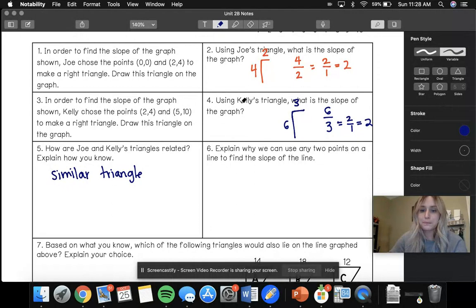Okay. Explain why you can use any 2 points on a line to find the slope of the line. Because if you simplify, it'll get you down to the smallest ratio, which will be equivalent no matter what.